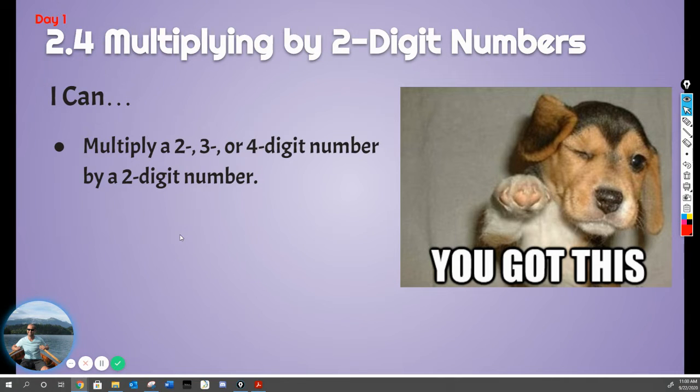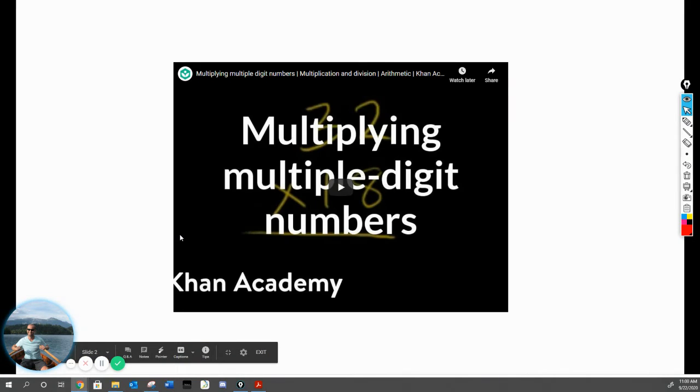Today, our goal is to be able to multiply a 2, 3, or 4-digit number by a 2-digit number when we are all said and done. So, that being said, let's go right to the Khan Academy.